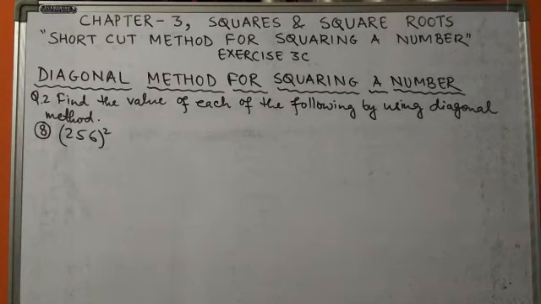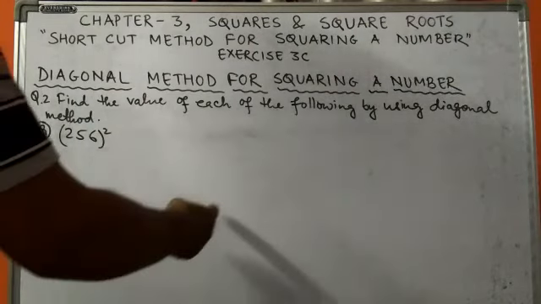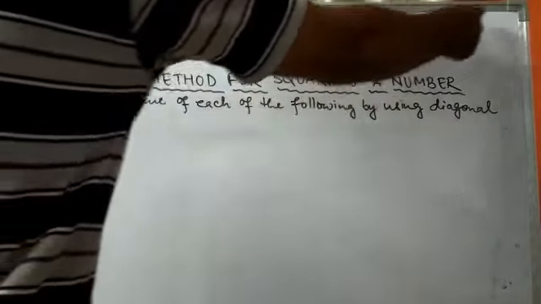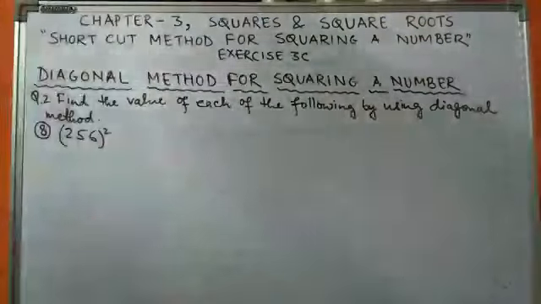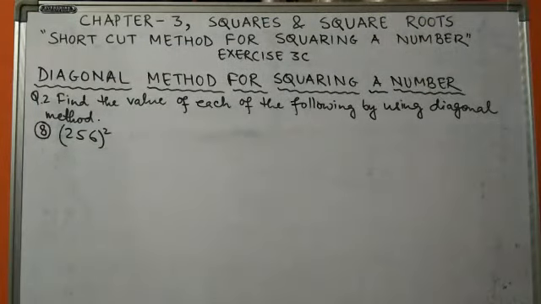See, a diagonal is a line which connects two opposite corners. That means here is a board. If I draw one line through this corner and meeting this point, this imaginary line is known as a diagonal. So we have to find the square of 256.